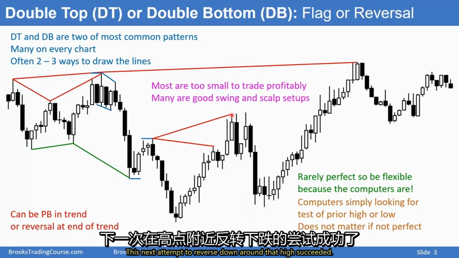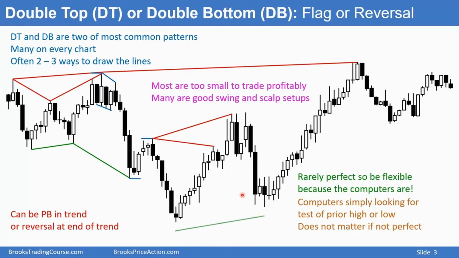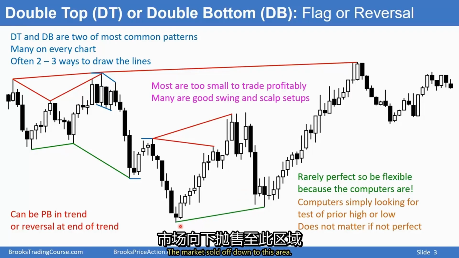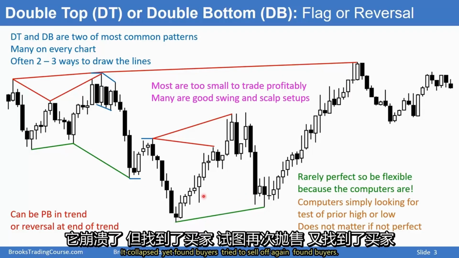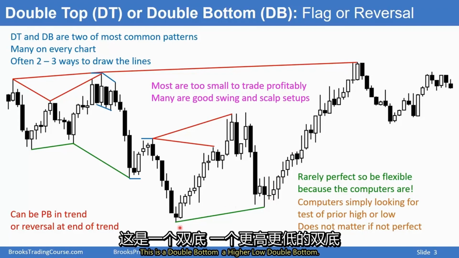This next attempt to reverse down around that high succeeded. So this is a double top. The market sold off down to this area. It collapsed, yet found buyers, tried to sell off again, found buyers. Went up and down here, tried to sell off again, and found buyers. This is a double bottom, a higher low double bottom.